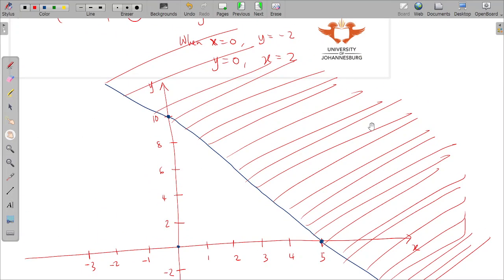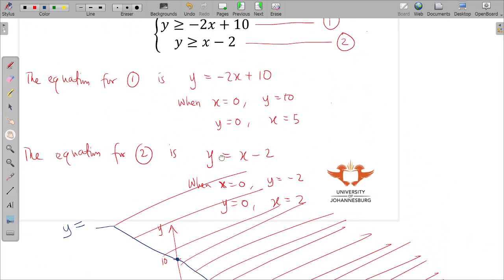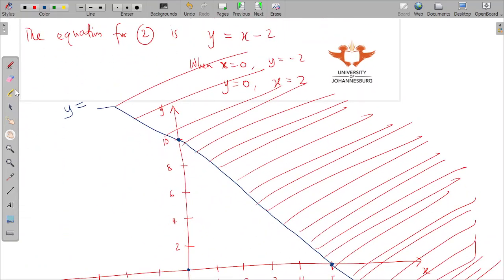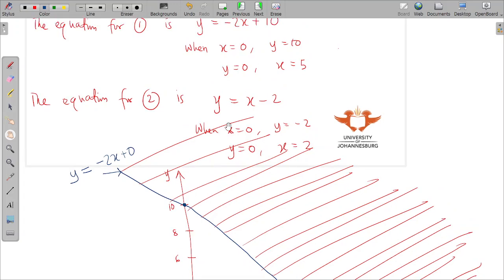So I'm shading the side of the solution. This is not the side of the solution. This is the side of the solution. That is for the first inequality, which is my y equals minus 2x plus 10. That is this graph, that is this line. Okay, let's go for the second one.